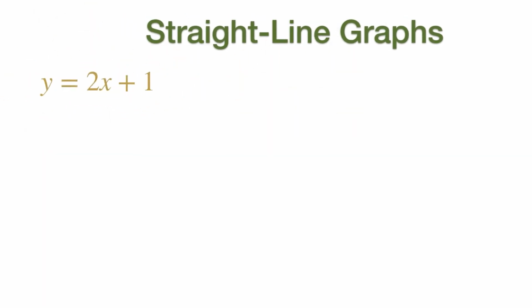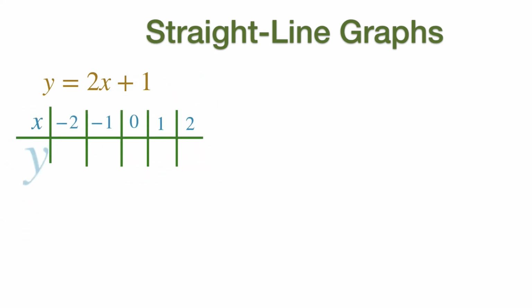Some graphs are not either vertical or horizontal. For example, consider drawing the graph of the function y equals 2x plus 1. In order to draw this graph, we need to have a table of x and y values. We need at least 2 pairs of coordinates in order to draw a straight line graph. Suppose the value of x ranges from -2 to 2, then y can be calculated by substituting the value of x into the function.